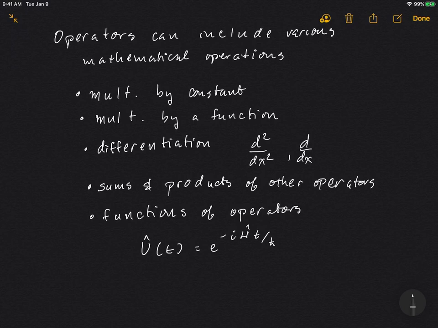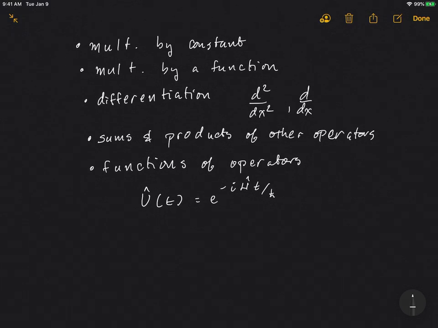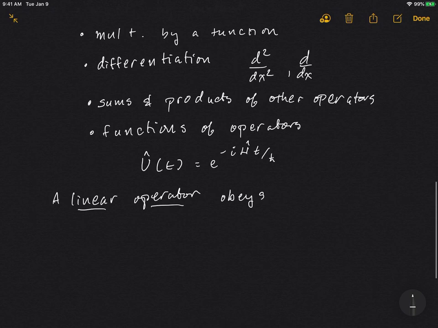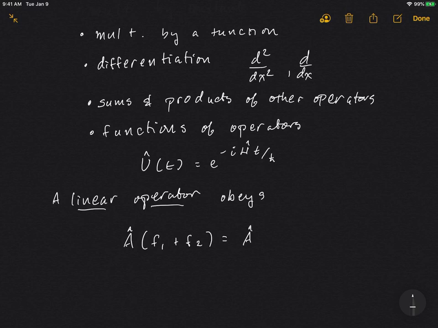However, there are some restrictions on operators, in that we can classify operators, and then once we've classified them, we can talk about certain restrictions that may apply regarding this classification. So a linear operator obeys this relationship such that if we act an operator on the sum of two functions, that's the same as the sum of that operator acting on each function separately.